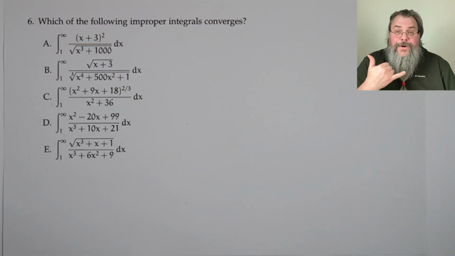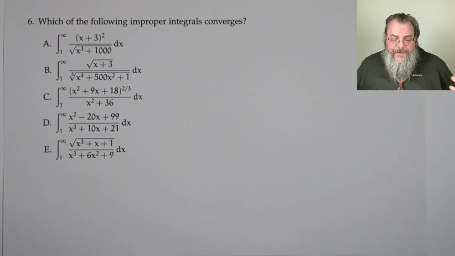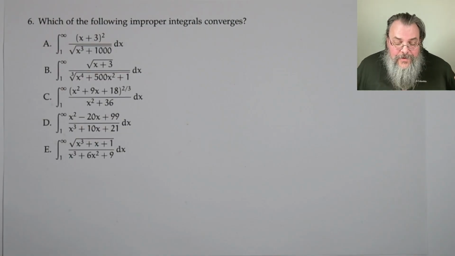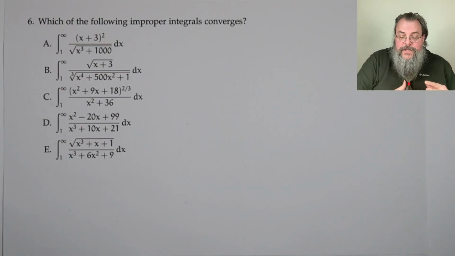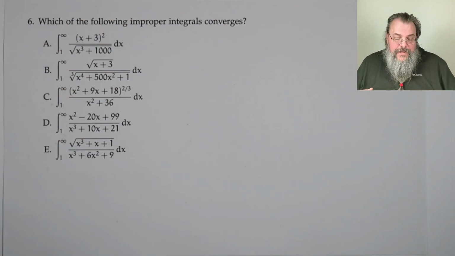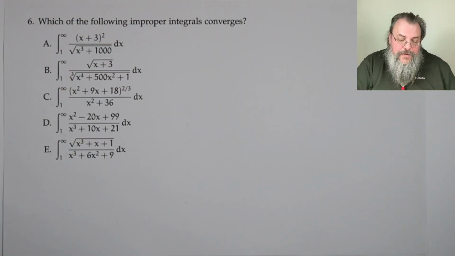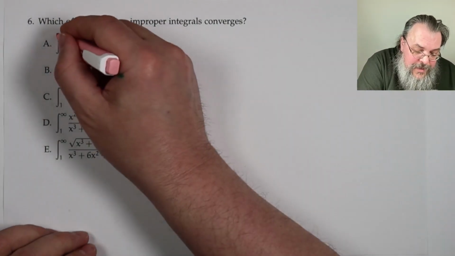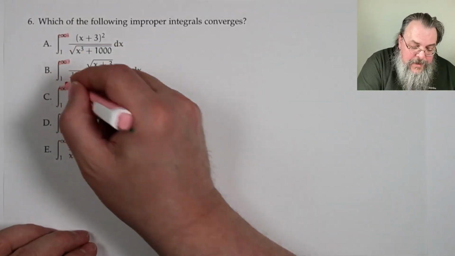Number 6. Woohoo! Our final multiple choice problem. And it looks interesting. So which of the following improper integrals converges? And so we have 5 improper integrals. And why are they improper? Well, all of them involve infinity in their bounds.